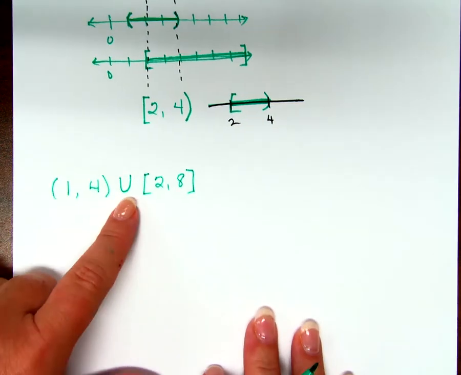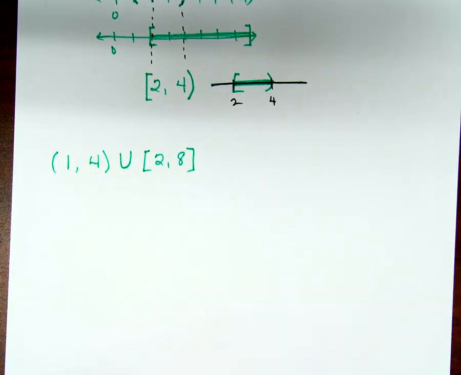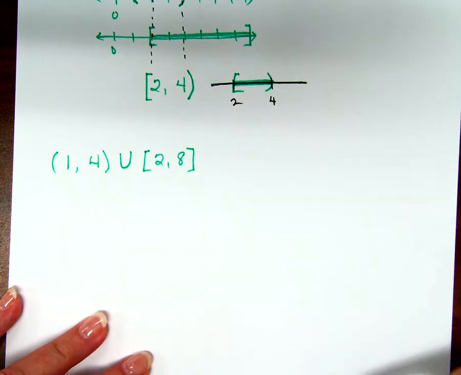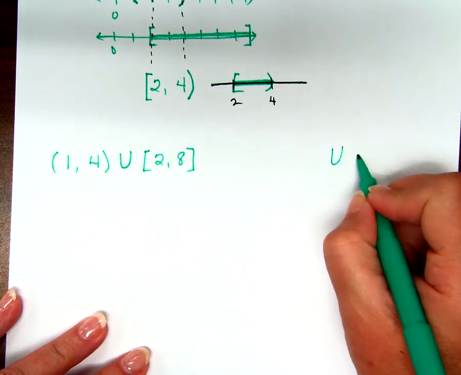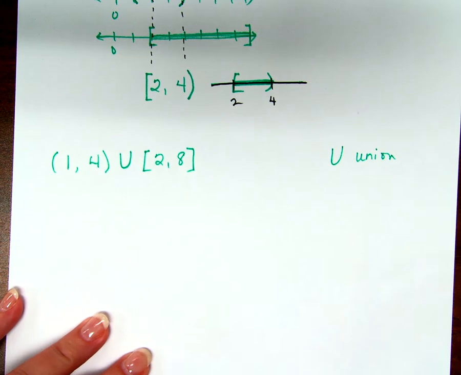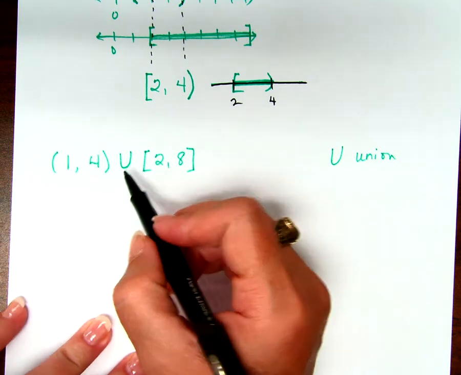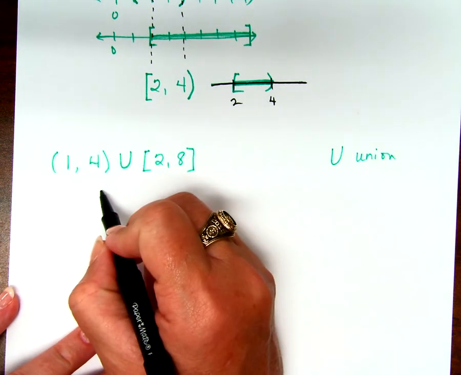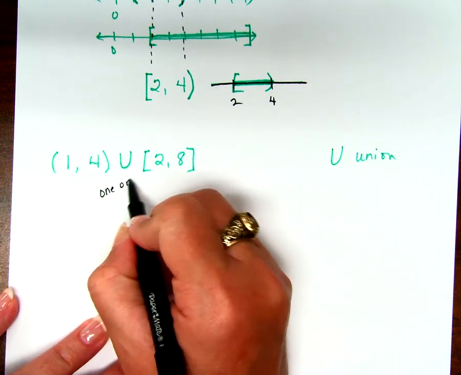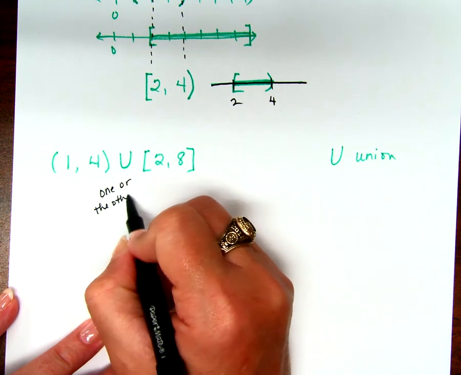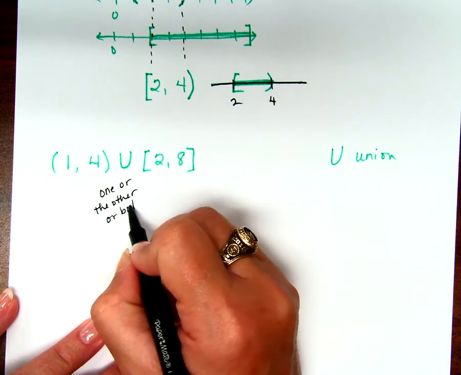Now we absolutely use the union symbol in Algebra 2, especially when we were talking about multiple parts of a domain. Remember using that symbol? So the union, sorry, let me write union. The union symbol means one or the other or both.